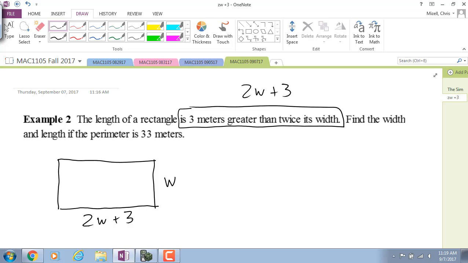Now, the perimeter of a rectangle is the sum of all 4 of its side lengths. So one approach we could take is to say w plus 2w plus 3 plus another w plus another 2w plus 3. Add all those up, set that equal to 33. Solve for w. Typically, though, we might use a formula for the perimeter. If you've got the length and the width, what's the formula for the perimeter of a rectangle?